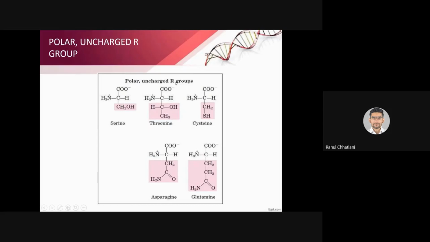Third, polar, that is uncharged: asparagine and glutamine. Yes, asparagine and glutamine. These are also amino acids used in a protein.